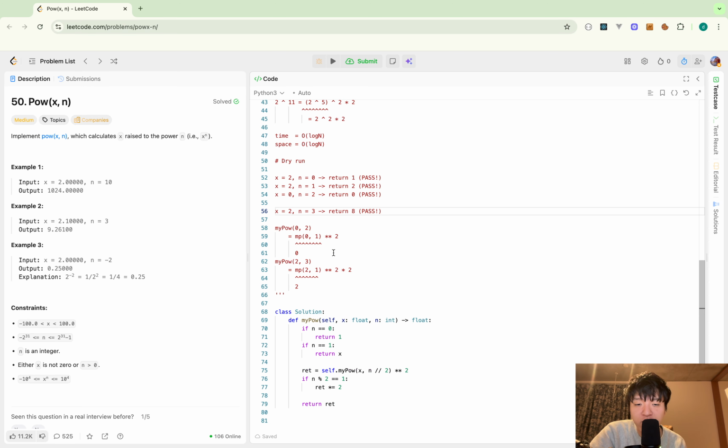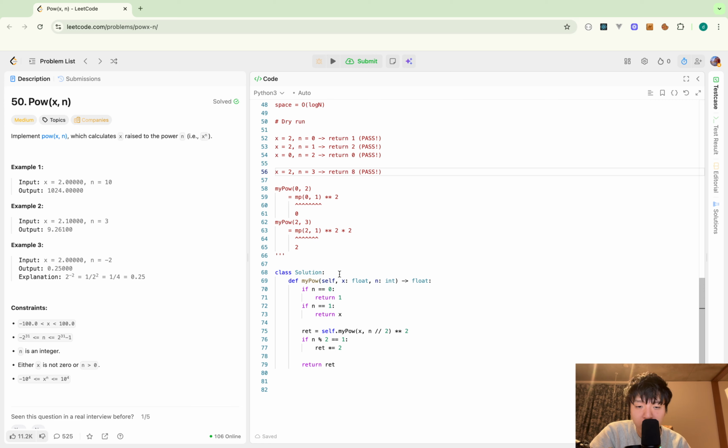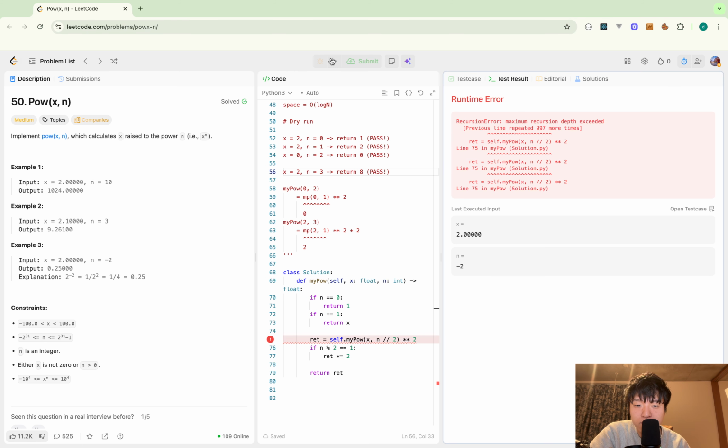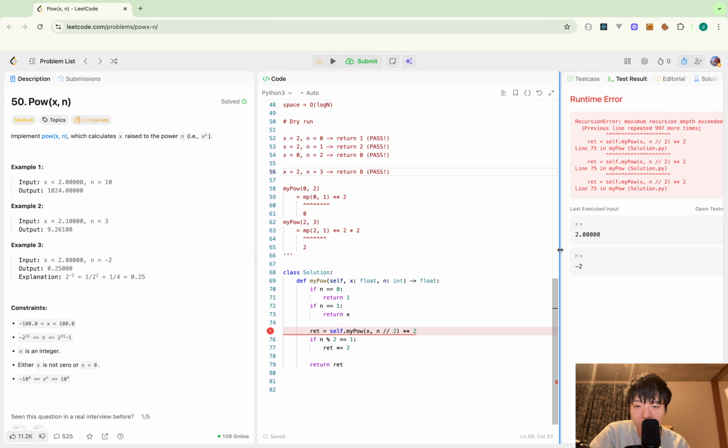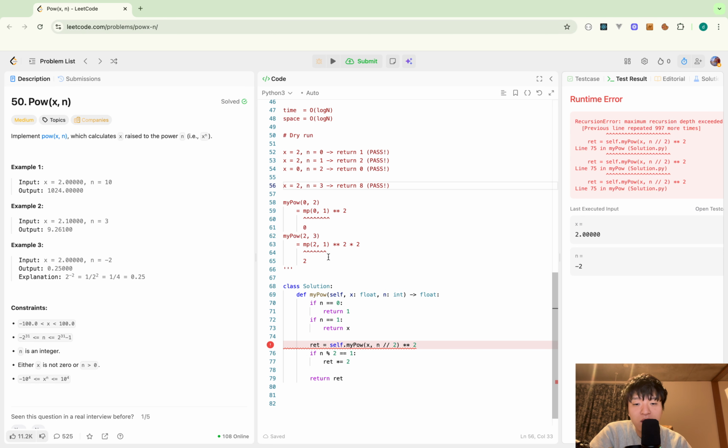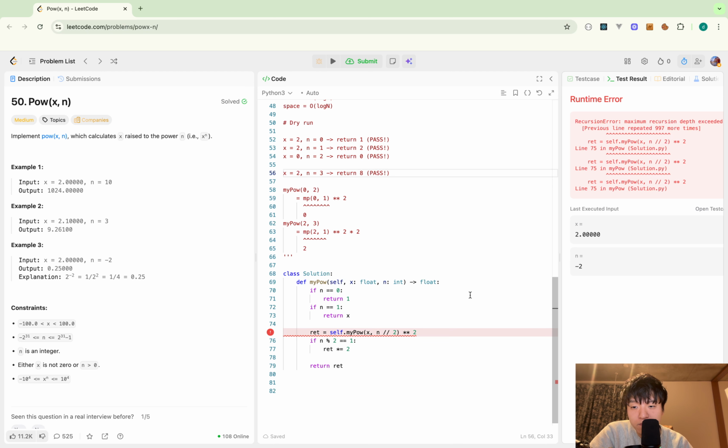Okay, so I covered all the lines and I'm pretty confident in my code. So let me submit. Oh, I see. So n can be negative.